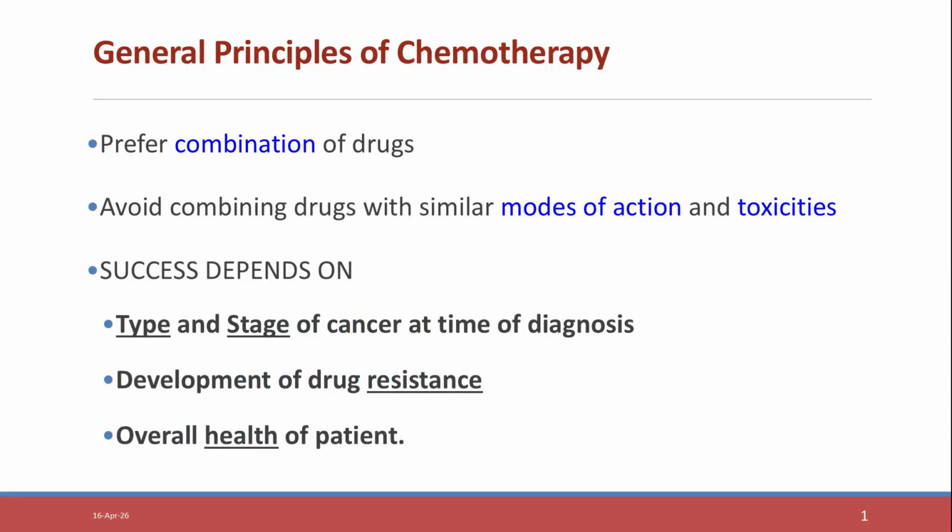Drugs with different mechanisms and toxicity profiles are combined to improve efficacy and reduce resistance. Ultimately, success depends on tumor type, stage, resistance, and patient condition. Hence, chemotherapy is about strategy, not just drugs.